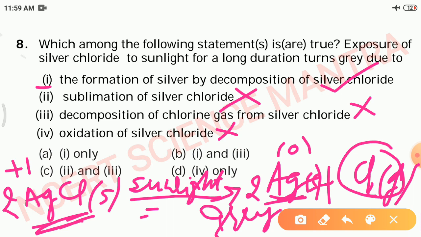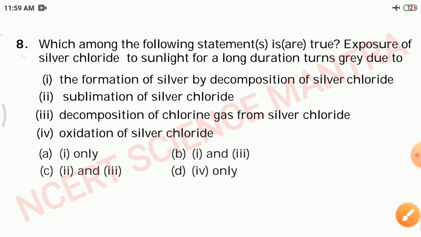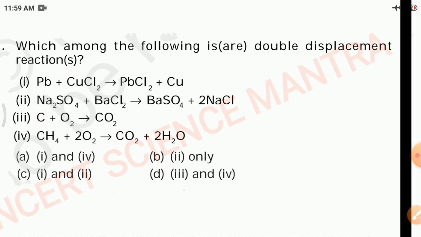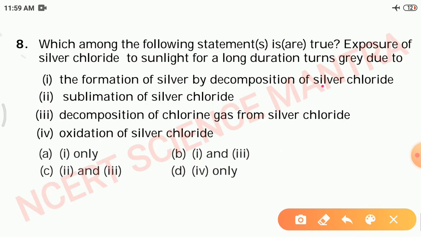So correct option is option. First statement is correct. Now we will find out of A, B, C, D, which one is correct. Only first one is correct. So first one is correct only. So it will be option A. A is correct, first only.